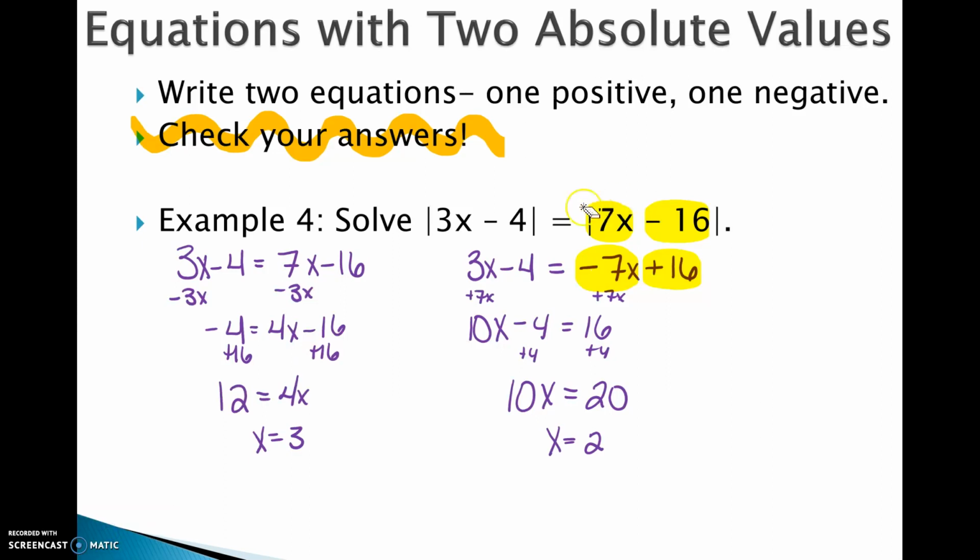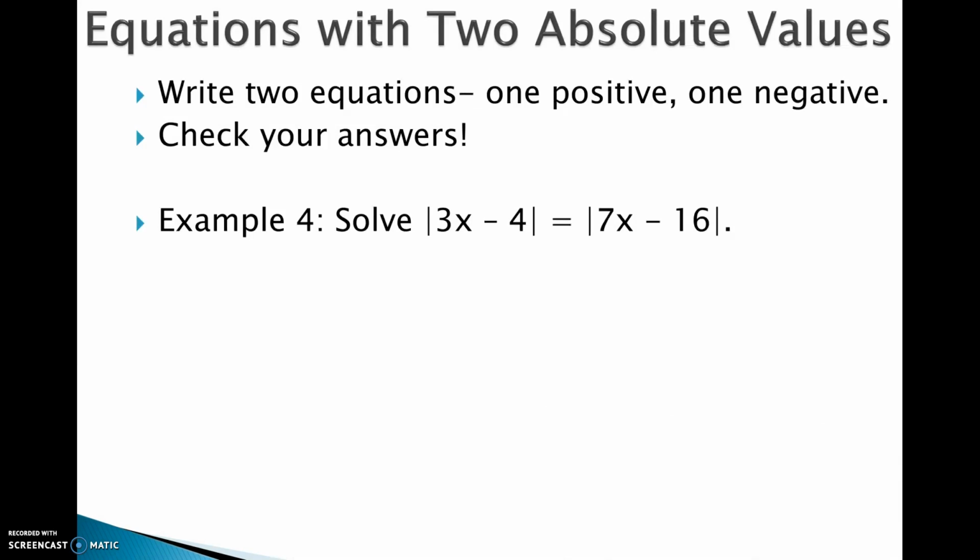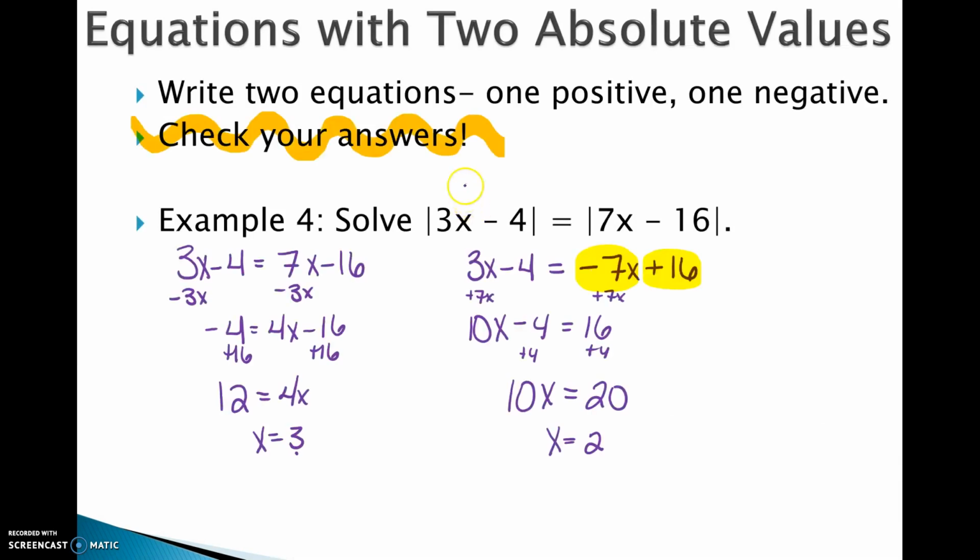You are going back to the original equation, and you can do this mostly in your head. Take 3 and plug it in here and here, and let's see what we have. So 3 times 3, 9. 9 minus 4. So on the left side, we'd have the absolute value of 5. On the right side, 7 times 3 is 21.